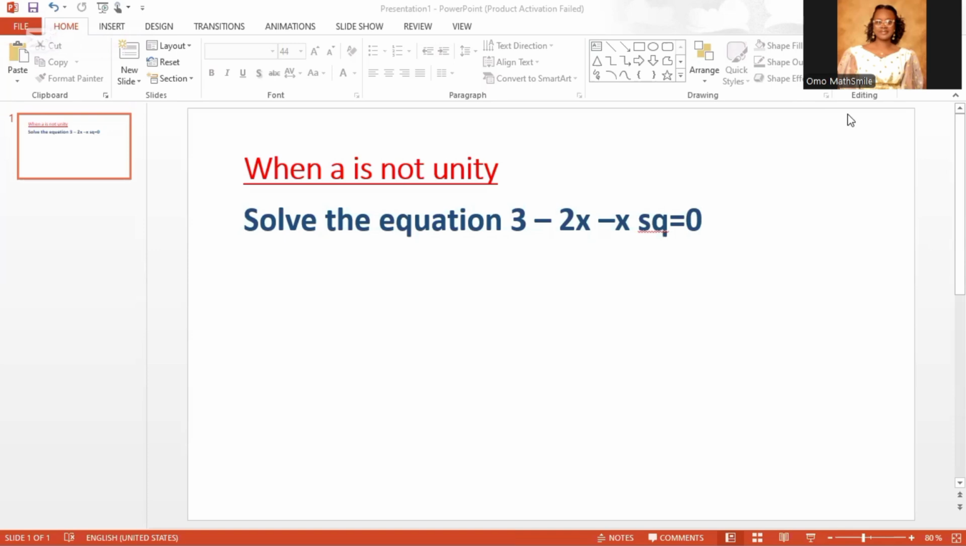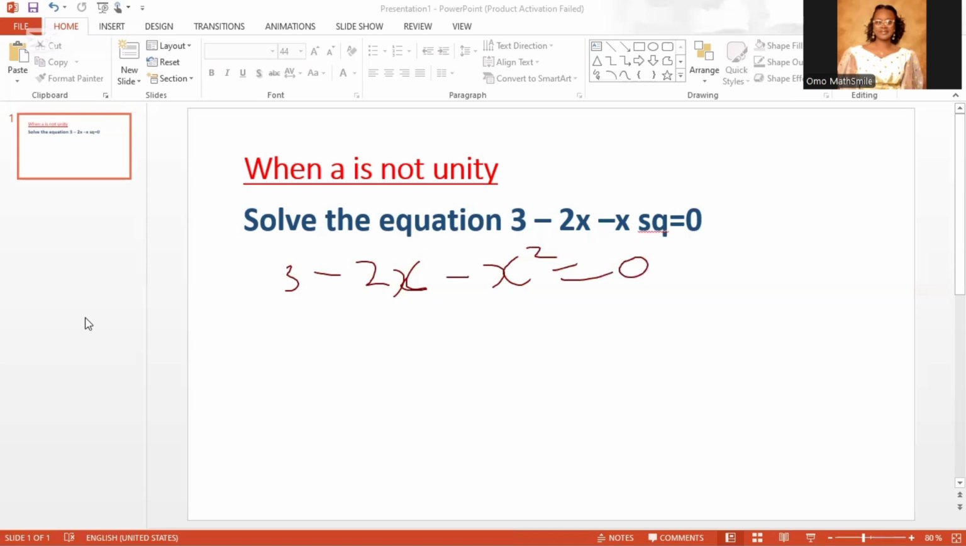So we have a quadratic equation question here. We are asked to solve the equation 3 minus 2x minus x squared equals 0. Note this SQ denotes square. So here is the given equation: 3 minus 2x minus x squared equals 0.